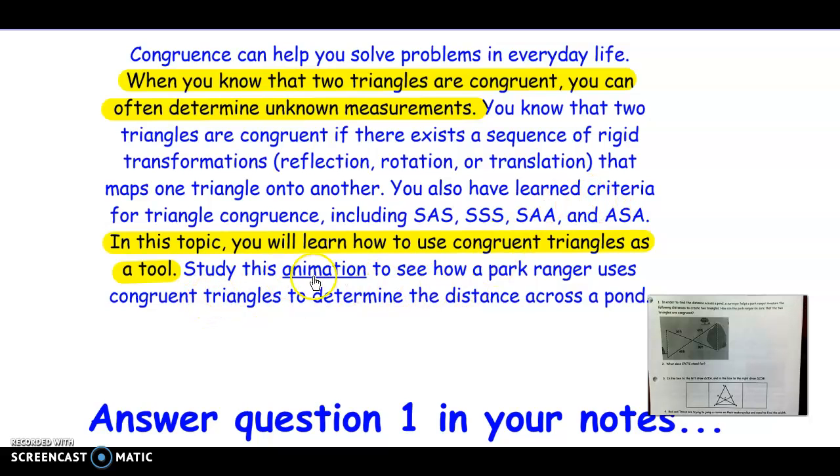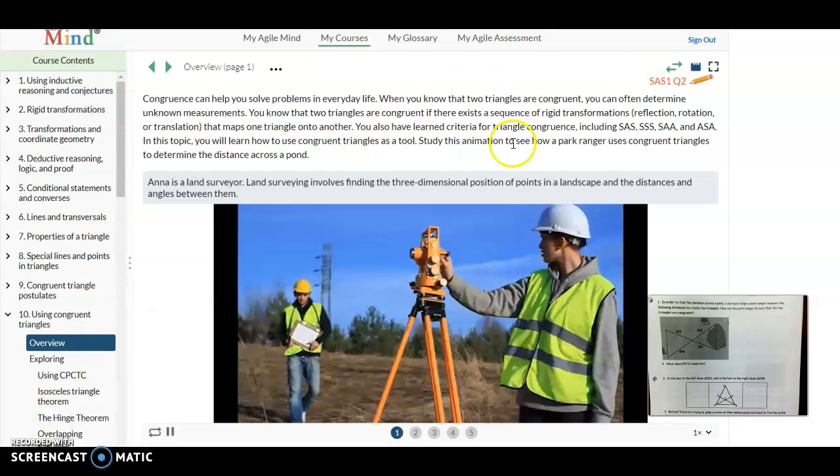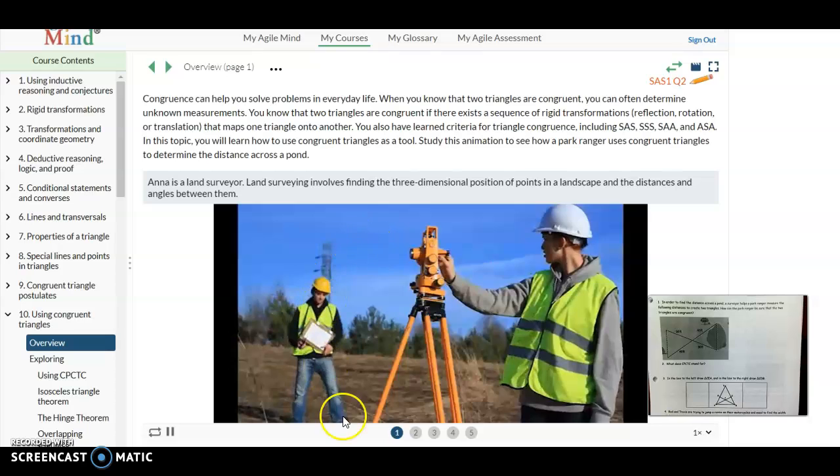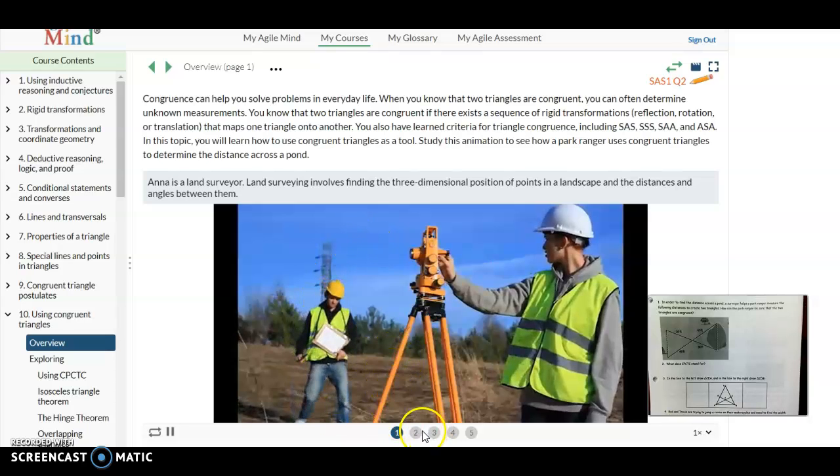So we're going to be using congruent triangles as a tool in this topic. It's not the end result, it's part of the process in order to prove something else to be congruent. So let's look at this first animation on how a park ranger uses congruent triangles to determine the distance across a pond. So in this animation, it says Anna is a land surveyor.